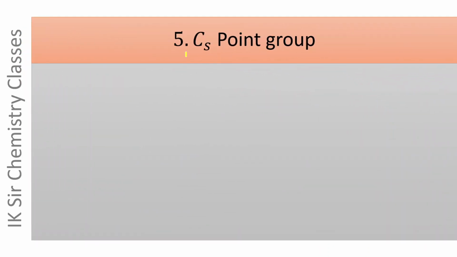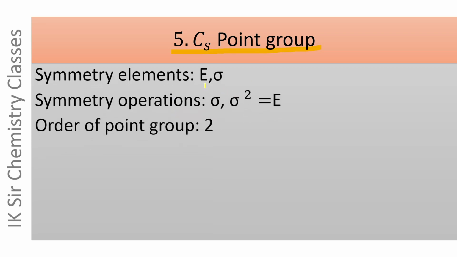And now, what about Cs point group? The molecules having only identity and plane of symmetry belong to Cs point group, and the symmetry operations that can be carried out on such molecule are σ and σ², which is equivalent to E, and the order of point group is 2. Let us see an example.